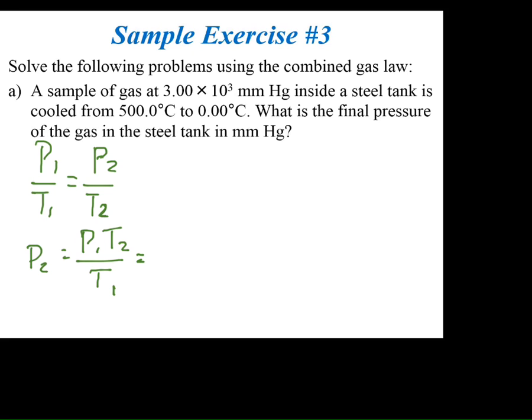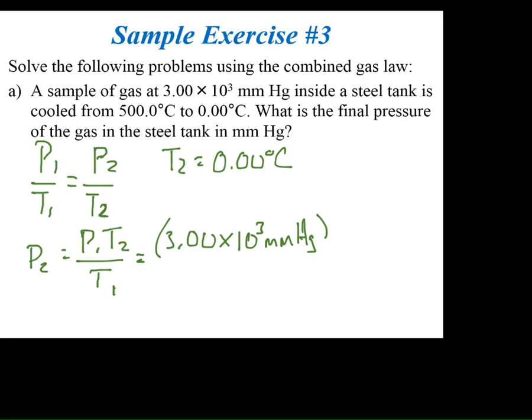What's P1? 3.00 times 10 to the third, right, millimeters of mercury. Awesome. T2. It went from 500 to 0, so 0 is the final one. Now, when you have a bunch of little decimal places, now is the time we need to use the more precise conversion that has decimal places. Remember the 273.15? Because we have decimals, we'll use the one that has decimals. So T2 comes out to be 273.15.